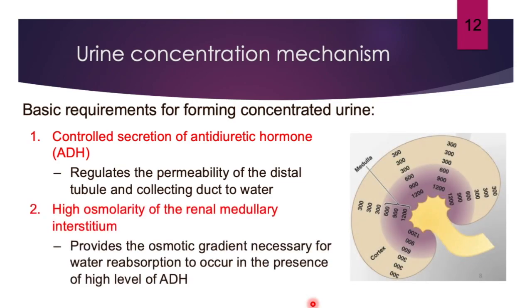As we have learned in the previous lecture, ADH regulates the permeability of the distal tubule and collecting duct to water, meaning in the presence of ADH, these tubules will become permeable to water, hence will allow water reabsorption. Water reabsorption hence will allow the production of concentrated urine. The second requirement for forming concentrated urine is the high osmolarity of the renal medullary interstitium.